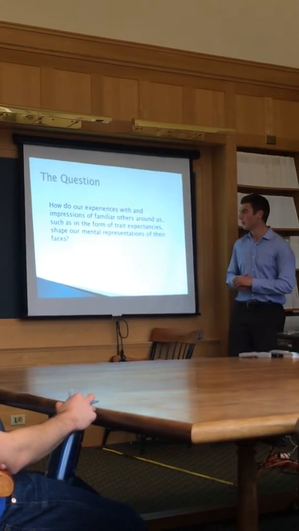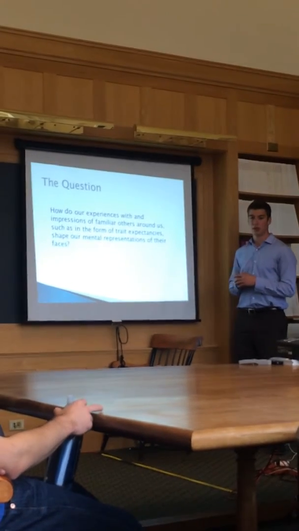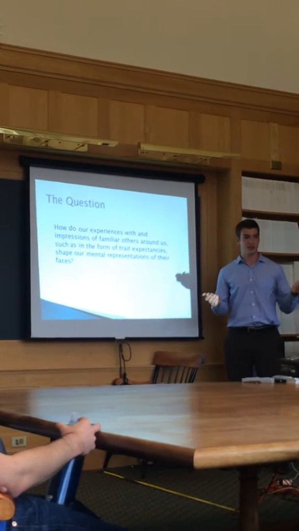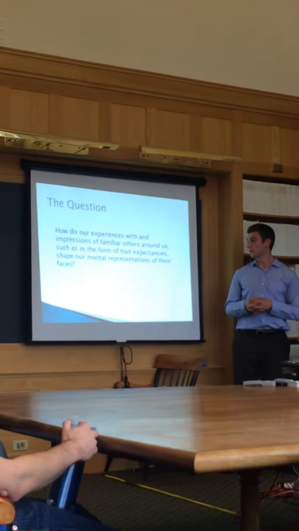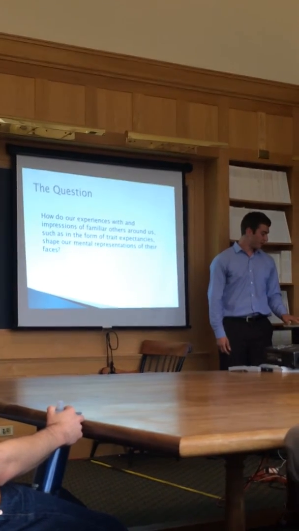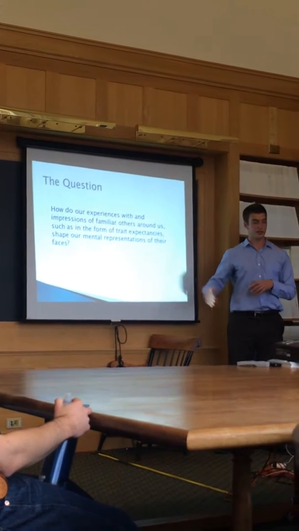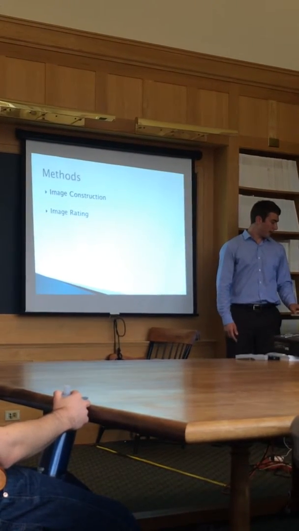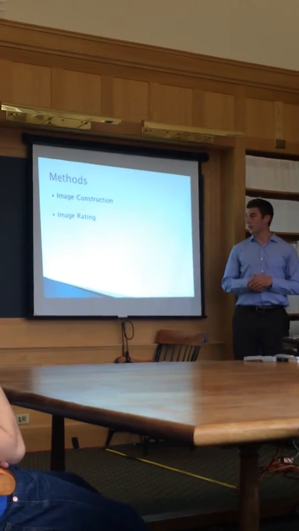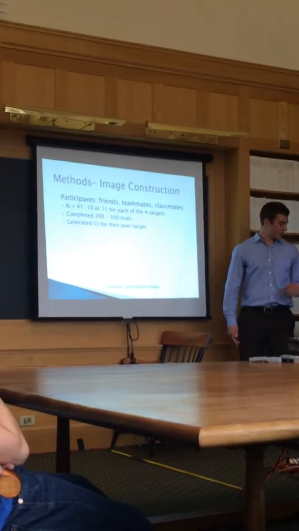So again, the question is, how do our experiences with and impressions of familiar others around us, such as in the form of these trait expectancies, shape our mental representation of their faces? So to address this, I designed a reverse correlation task similar to the ones I've shown you. And my general study had two phases. The first phase was the image construction phase.